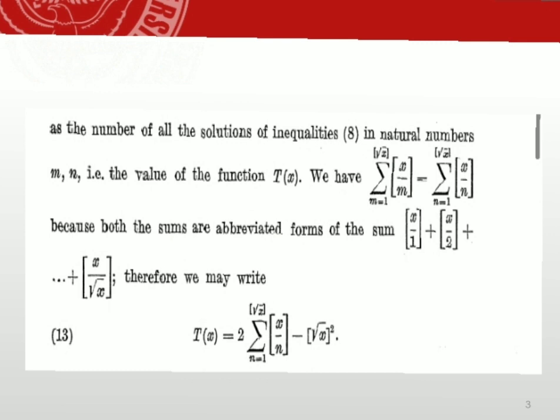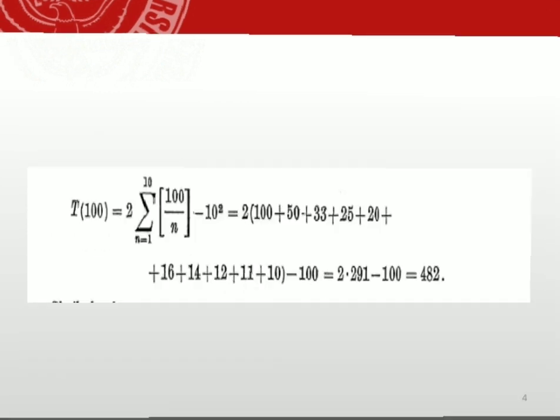Therefore, we may write the equation as t of x equals 2 times the summation with the upper limit of square root of x with the lower limit of n equals 1 multiplied by x over n, minus the square root of x raised to 2. Example: t of 100 equals 2 times the summation with the upper limit of 10 with the lower limit of n equals 1 multiplied by 100 over n, minus 10 squared.